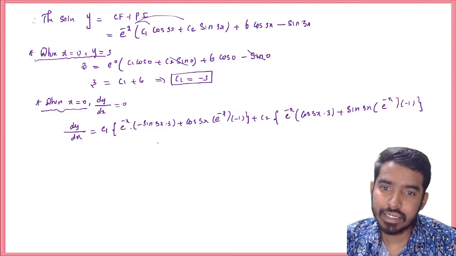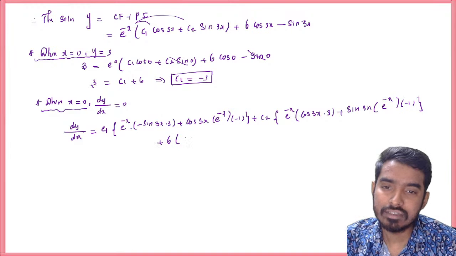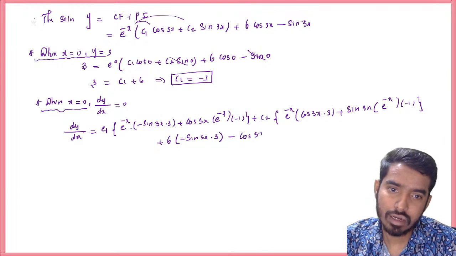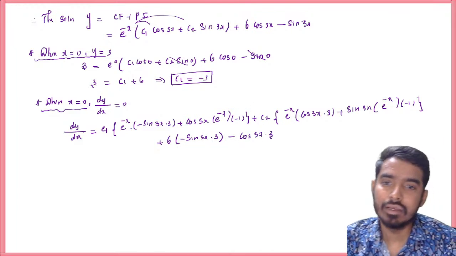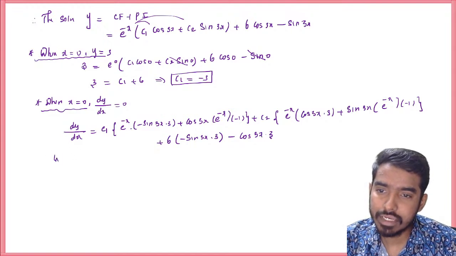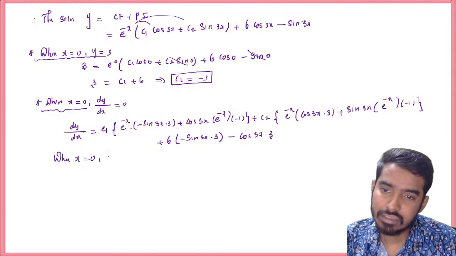And differentiate this term. So 6 into cos 3x is minus sin 3x into 3, minus sin 3x is cos 3x into 3, right? This is dy by dx. Now dy by dx is 0 when x is 0, right? So that means you put x equal to 0.